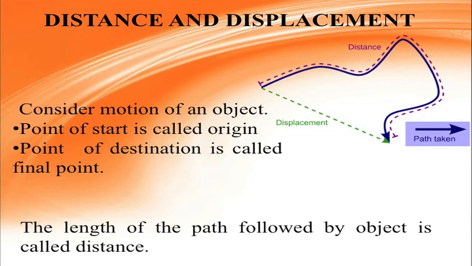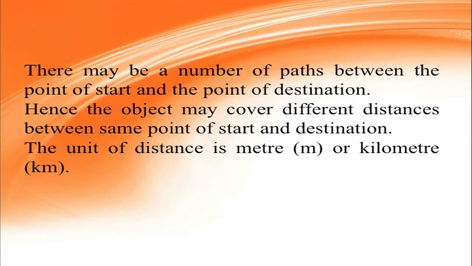So, now we discuss distance and displacement. Consider the motion of an object. The point of start of the object is called origin, the point of destination is called final point, and the length of the path followed by the object is called distance. There may be a number of paths between the point of start and the point of destination, hence the object may cover different distances between the same point of start and destination. The unit of distance is meter or kilometer.